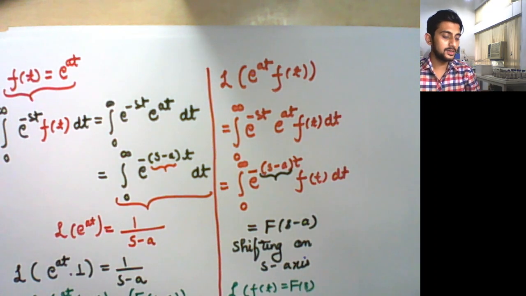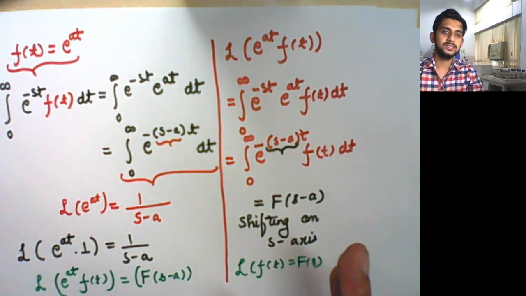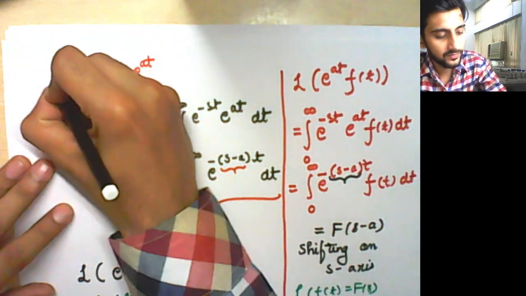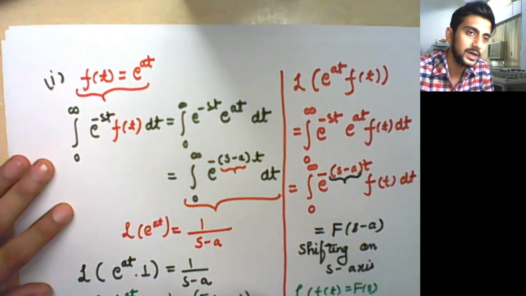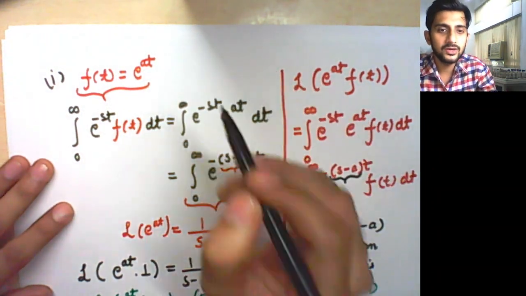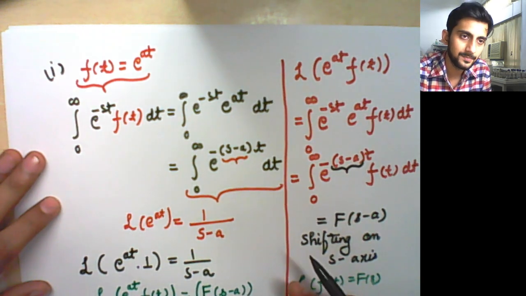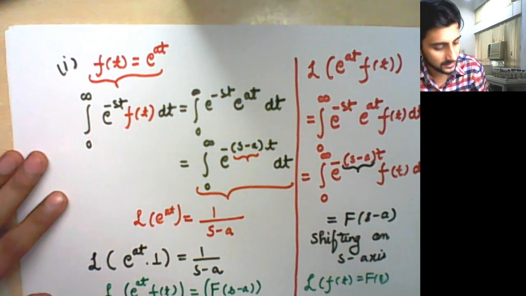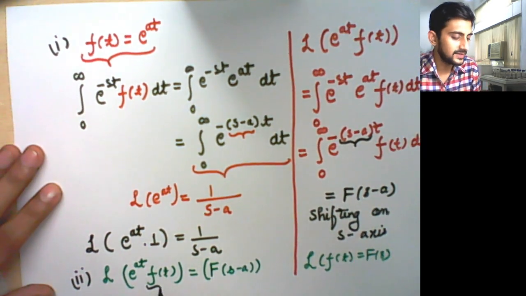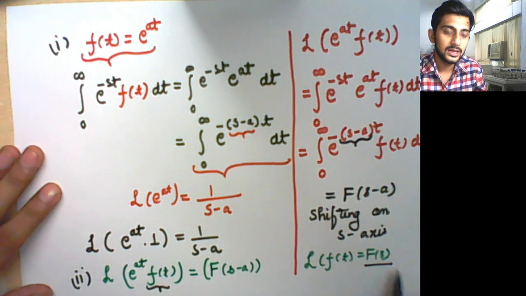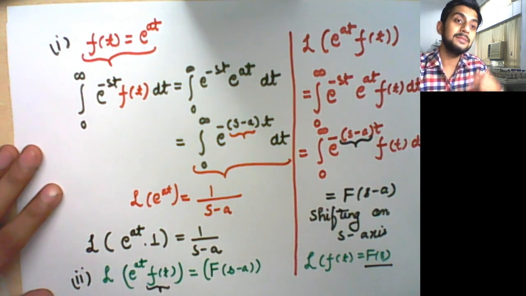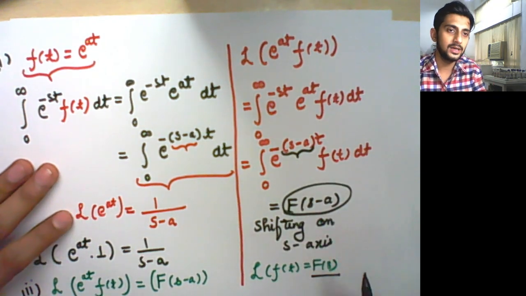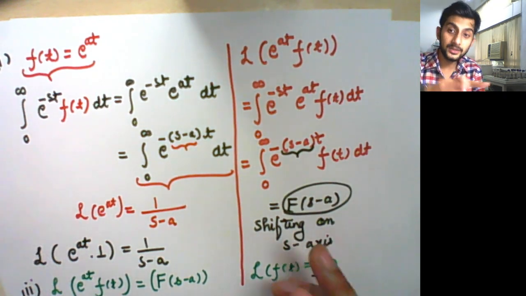Fine. You got to know something. It is called the shifting on s axis theorem. So you learn two things in one go. First is, what is the Laplace transform of e to the power at. If you take a as 1, it will become 1 upon s minus 1, but the Laplace transform of e to the power at is 1 upon s minus a. The second thing you learned is that if there is a function f(t) whose Laplace transform is F(s), and you multiply that f(t) by e to the power at and then take its Laplace transform, then it would be F(s minus a) instead of having just F(s). So you learn two things.